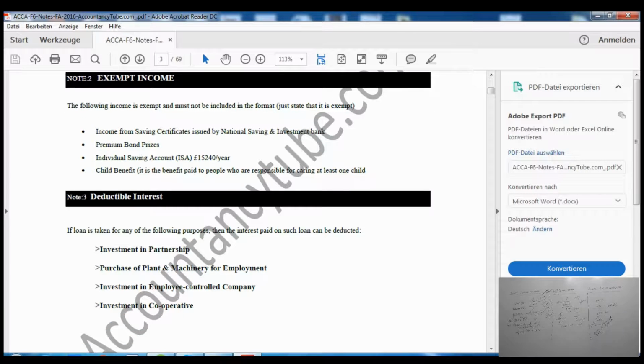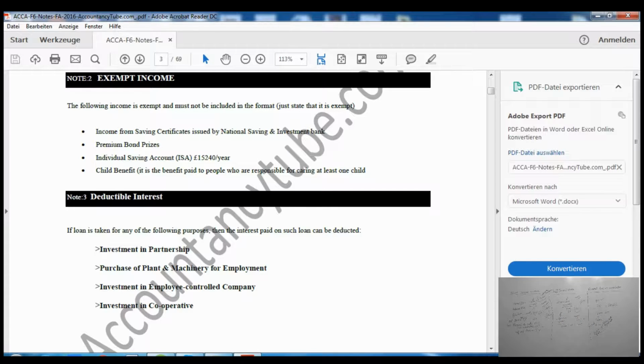Then comes the interest income. We have already seen interest and dividend income in the previous lectures. Next is exempt income. The following incomes are exempt income. So these are the sources of income. If you're earning from these sources, you will not have to pay any tax on them.